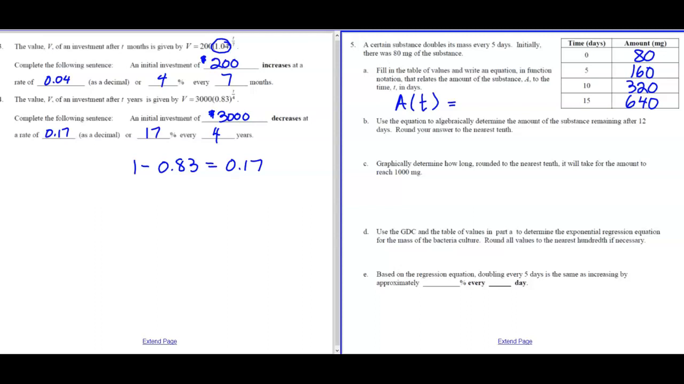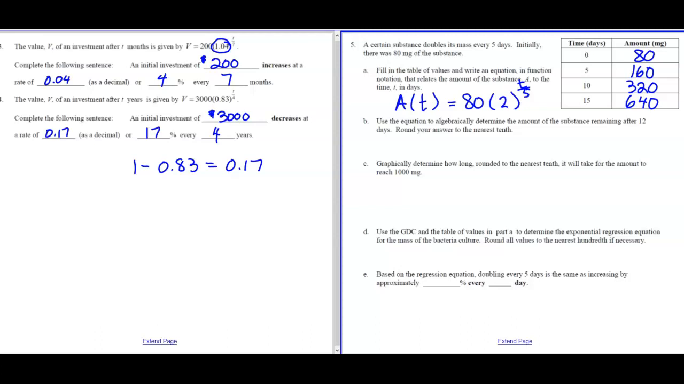So first thing to enter in your equation is the initial amount. Then is it doubling, tripling, whatever that is? It's doubling. T for time. And in this case, it's doubling, time is in days, and it's doubling every 5 days. So that's going to be T over 5.